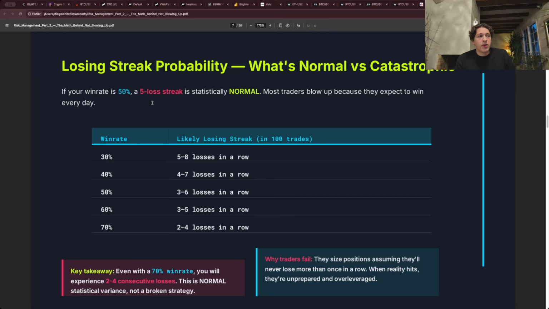Most traders blow up because they expect to win every day, and that's also something we will see later that is linked to psychology. When it comes to trading, guys, most traders are very psychological about it because they cannot afford to lose. You have to accept losing because it's part of the game, okay? When you enter a trade, you have two outcomes.